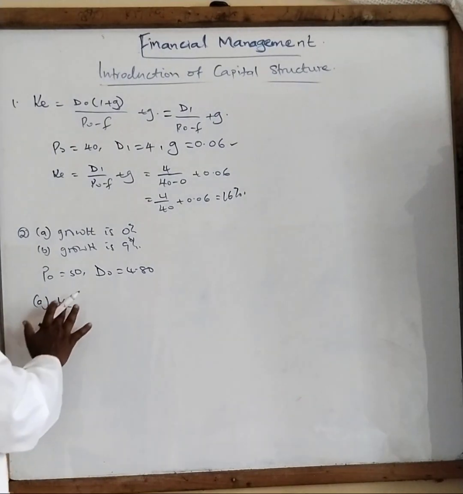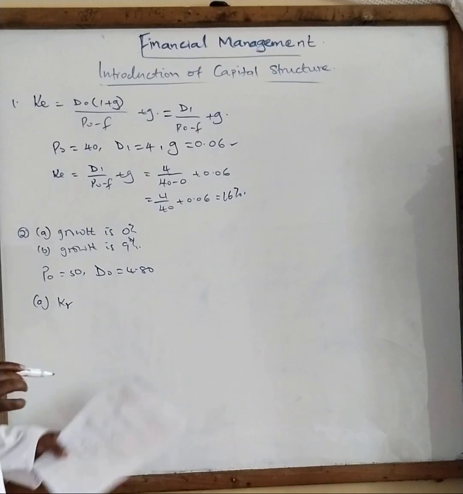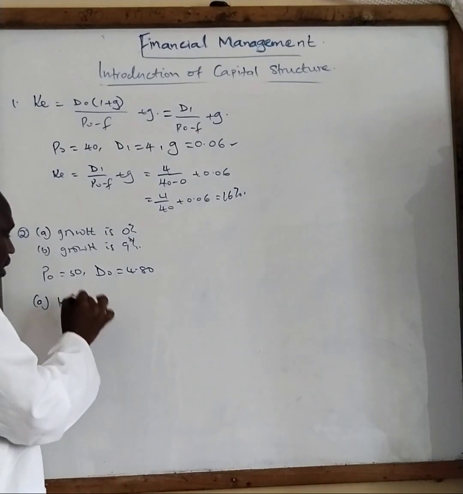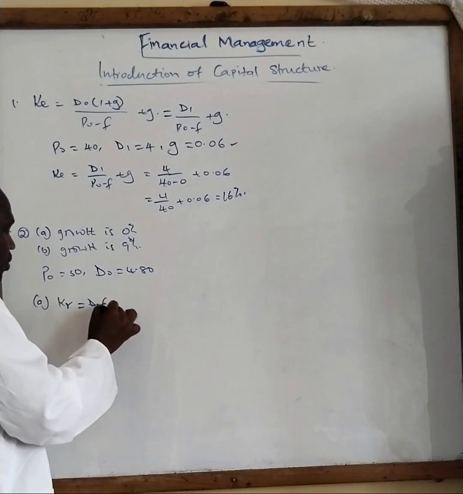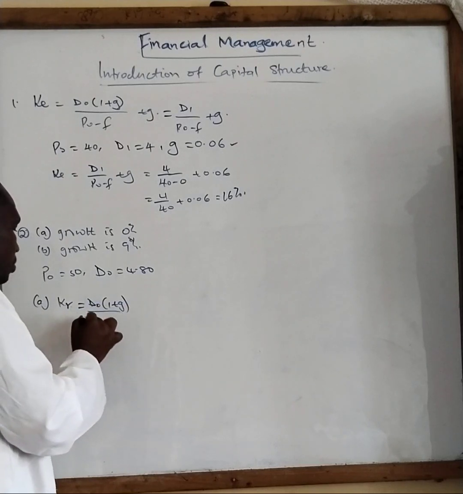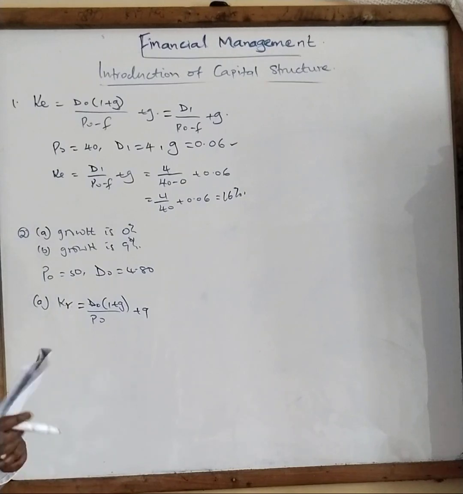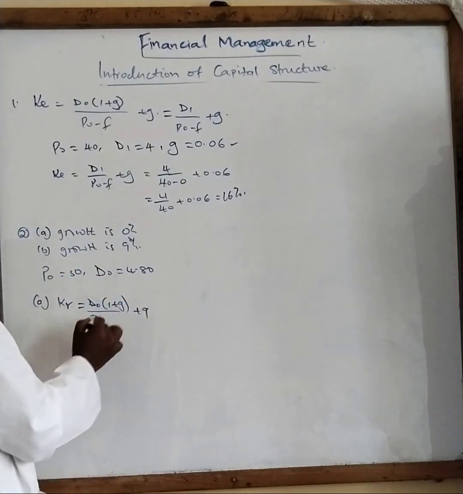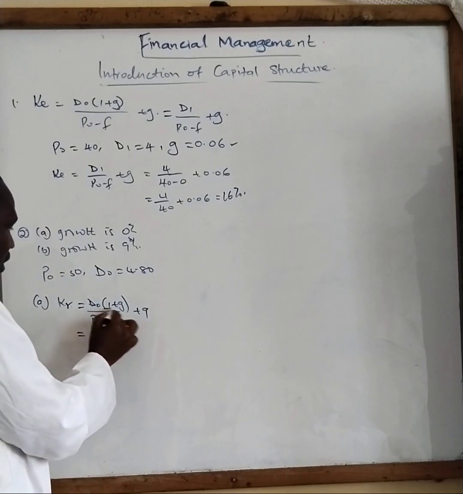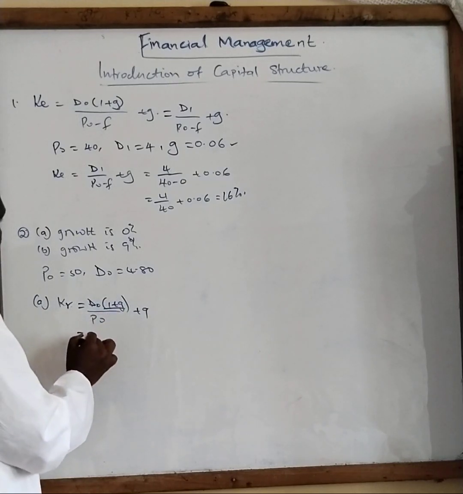This one is retained earnings. This is purely about returns. The cost of retained earnings is given by D0 into brackets 1 plus G, over P0 plus G. I'm not saying minus F because there is no flotation cost for that matter. So you substitute what you have here. There is nothing here, so it is 0. So I will now pick D0.